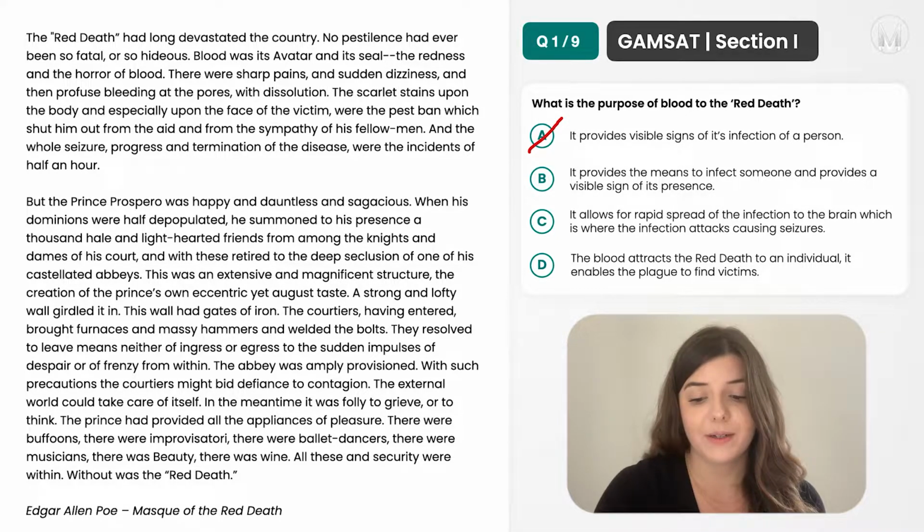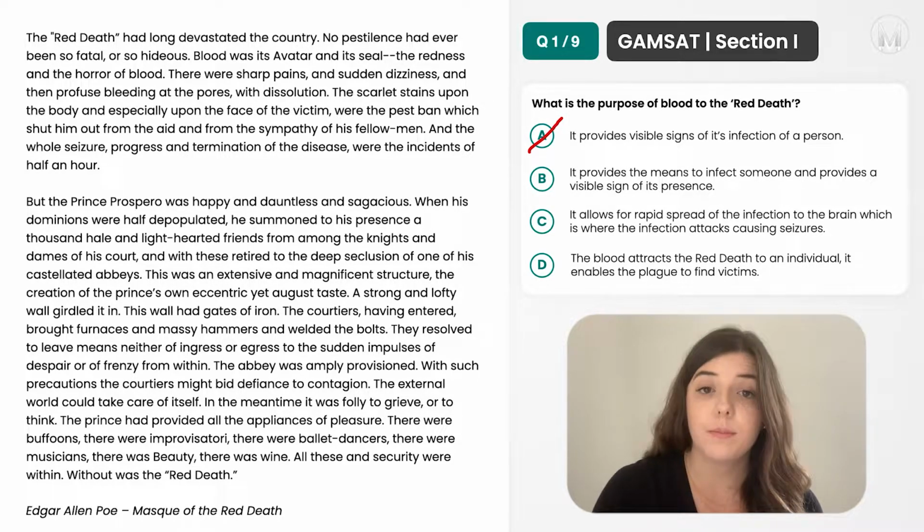So always remember that this is a multiple choice question, and that while some answers might technically be correct, you're always looking for the best interpretation with the closest meaning.